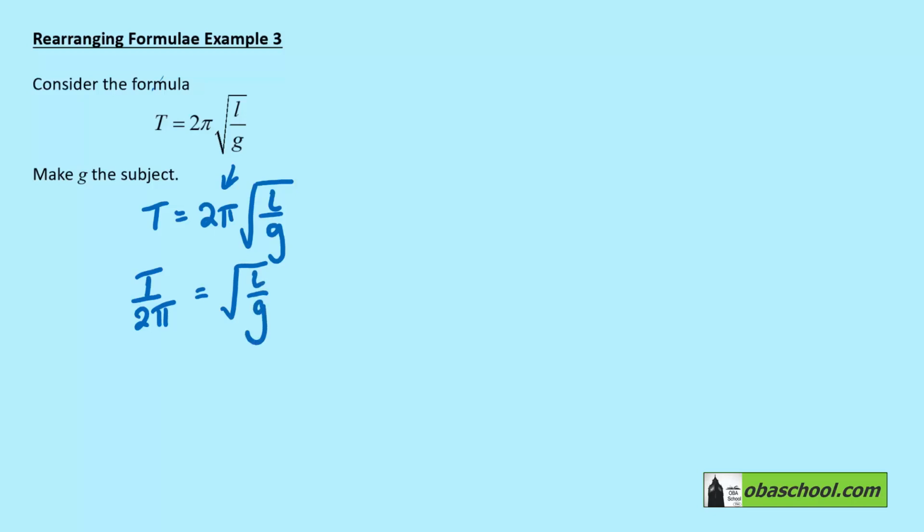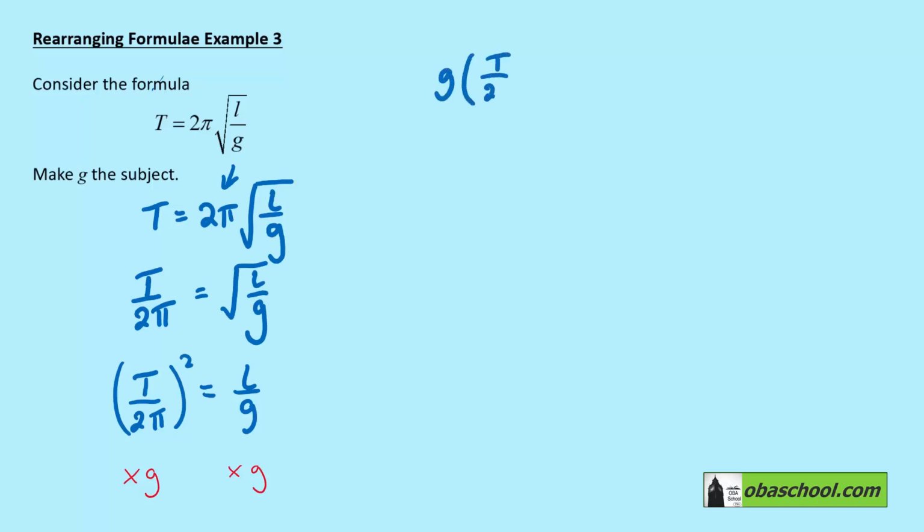Now I don't want this g to be in the square root. So what I'm going to do is square both sides. That gets rid of the square root, so we have L over g. And then the g, which I want, is dividing on this side. So if I multiply both sides by g, then what I get is g times (t over 2 pi) squared is equal to L. Now the g is where I want it.